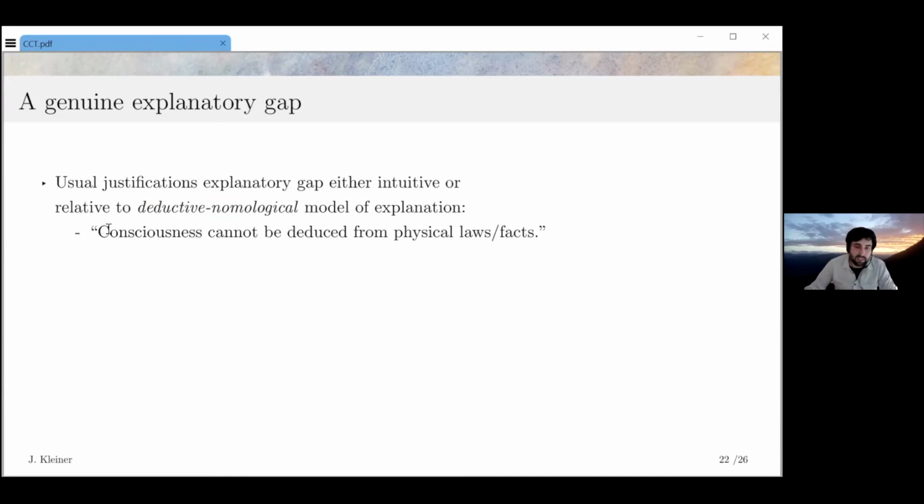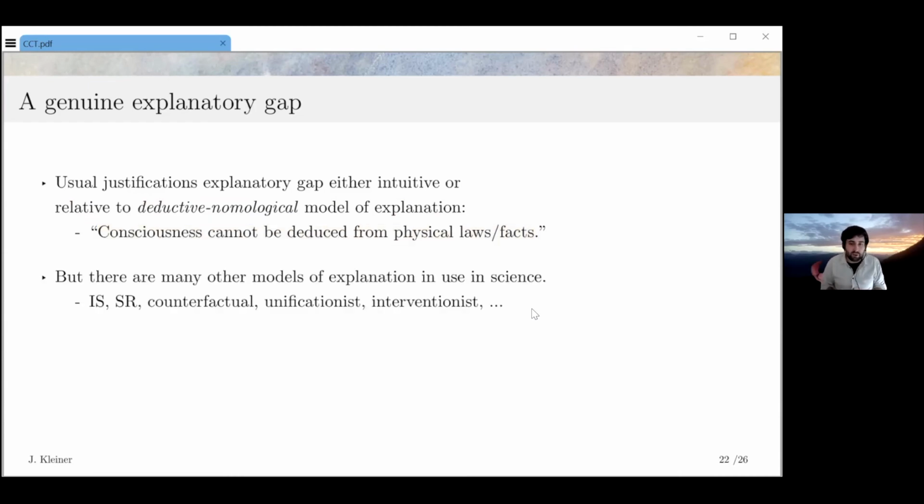And that's really expressed in this rough statement about what explanatory means to many people in these cases: that consciousness cannot be deduced from physical facts or physical laws. But the fact is, in science, there are many other models of explanation. Or to put it differently, philosophers of science study what scientists take explanation to be, and they come to the conclusion that the deductive nomological model doesn't actually do such a good job of capturing what we actually mean by explanation. And there are many other models, some of which I've written down here, and there are more, which give different accounts of what scientists actually mean when they talk about explanation.